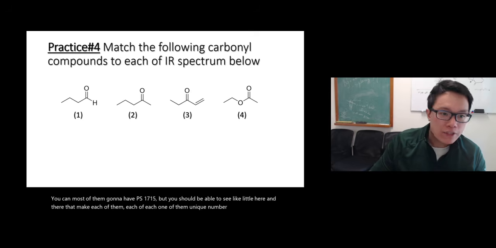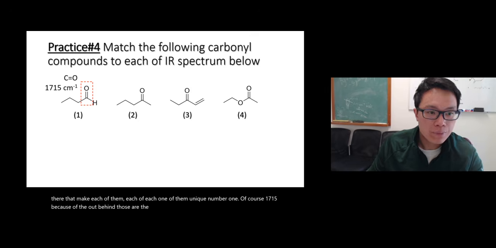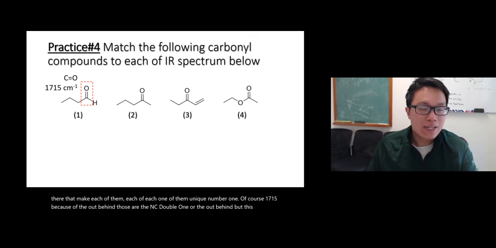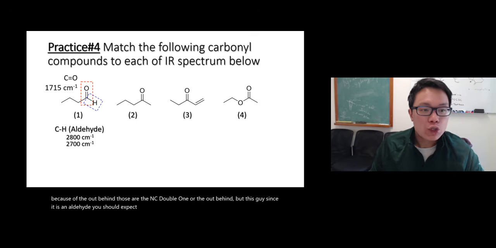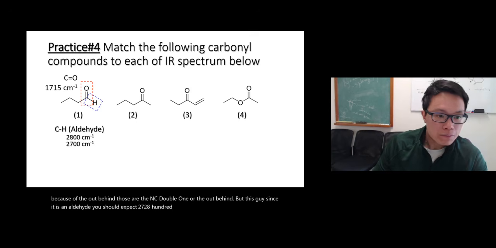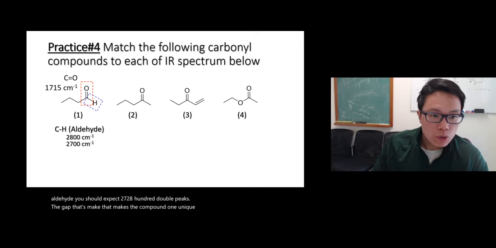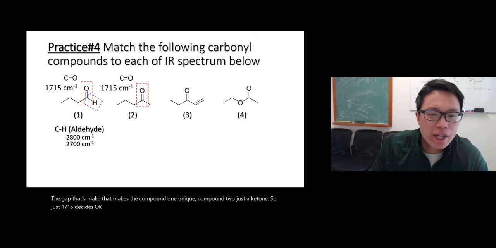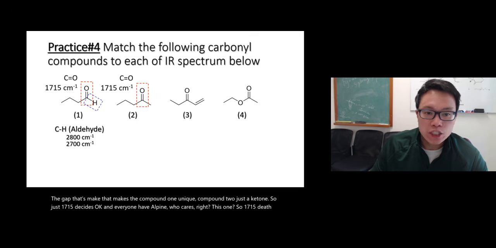Number one, of course, 1715 because of the C double bond O of the aldehyde. But since it is an aldehyde, you should expect 2700, 2800 double peaks. That makes compound one unique. Compound 2, just a ketone, so just 1715. Besides alkane, everyone has alkane. Who cares, right? So 1715. That's pretty much it.